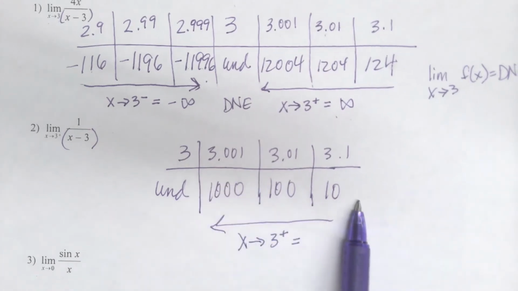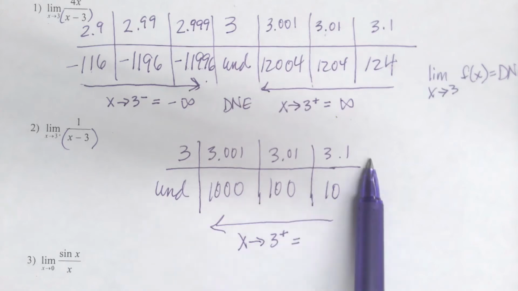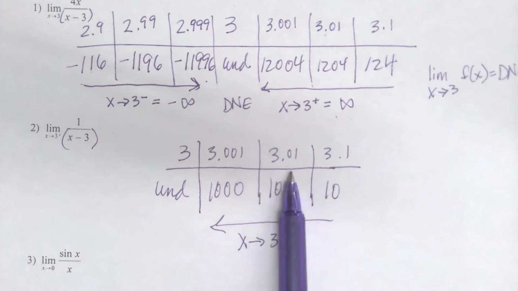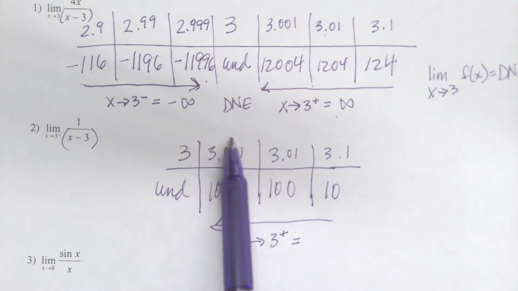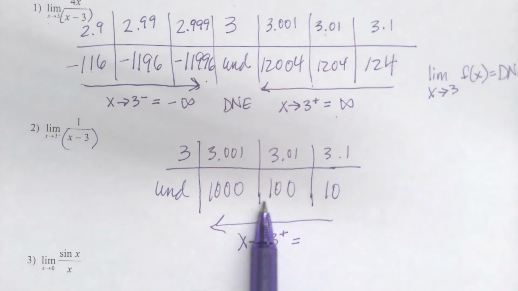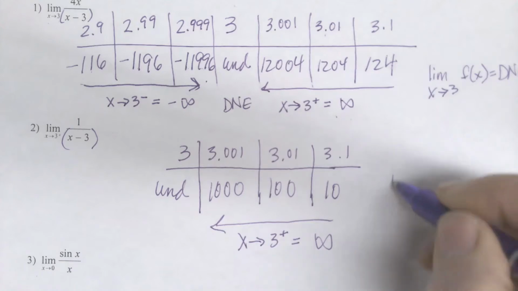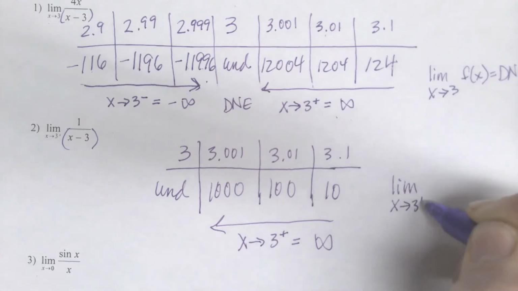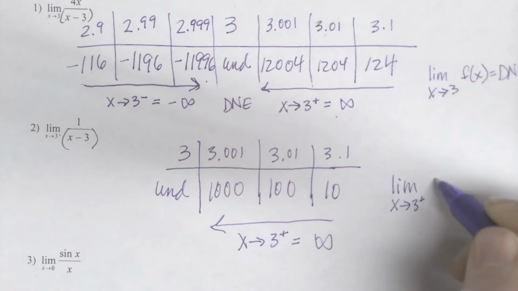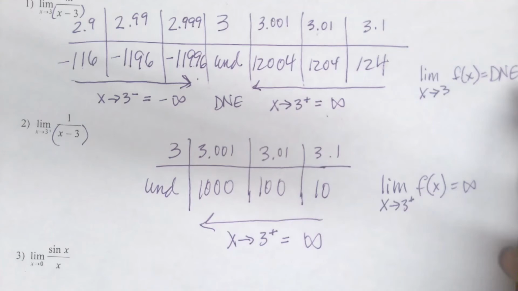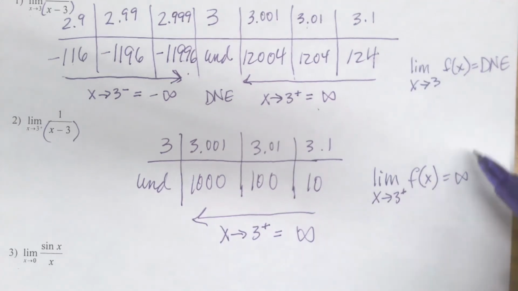So as I'm coming in from the right hand side, kind of close, I got 10. A little bit closer, I got 100. Even closer, I got 1,000. If I can envision what's going on, if I got a little bit closer, I would be even bigger than 1,000. Where does this look like it's heading? It looks like it's heading to infinity. And so I would say the limit as x approaches 3 from the right hand side of this function is approaching infinity.